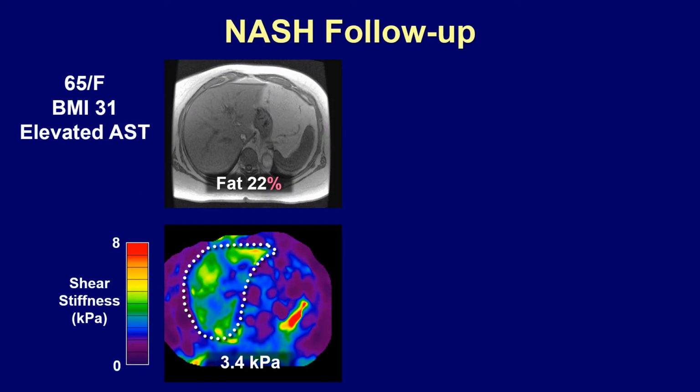We can use MRE to follow patients with liver disease. This patient with fatty liver disease had a high body mass index of 31, elevated liver enzymes, and increased liver fat at 22%, much higher than the normal limit of 6%. The liver stiffness was elevated at 3.4 kilopascal, consistent with stage 2 fibrosis.